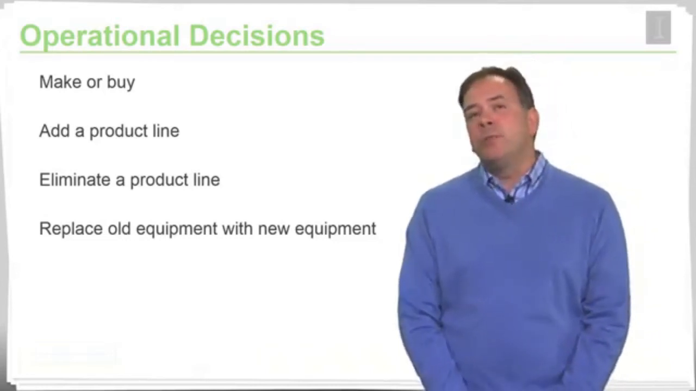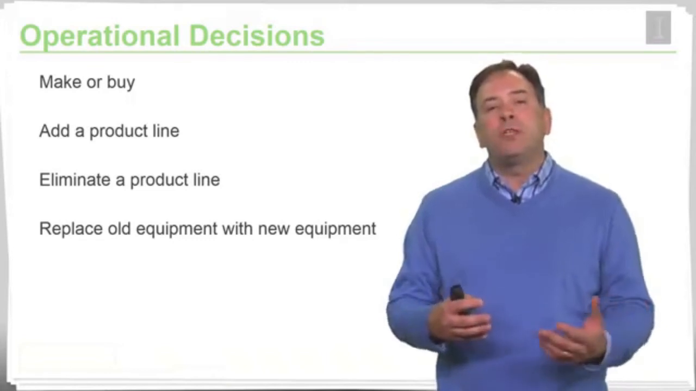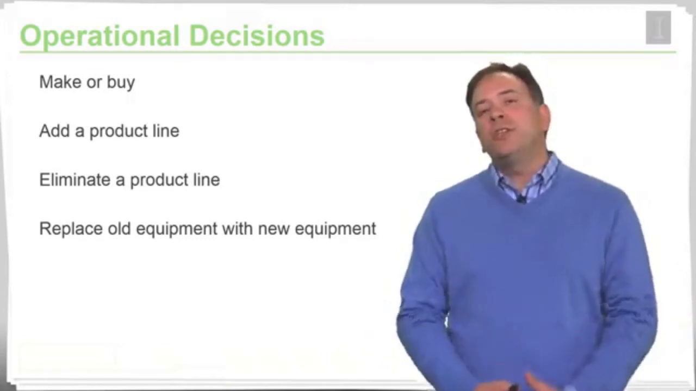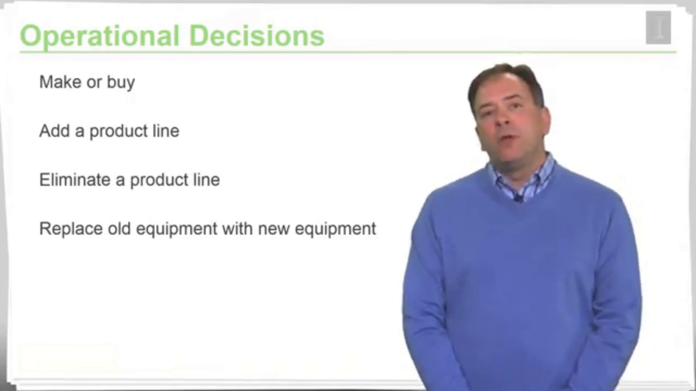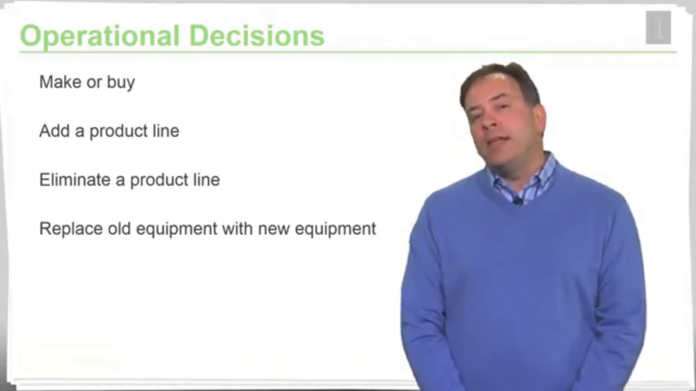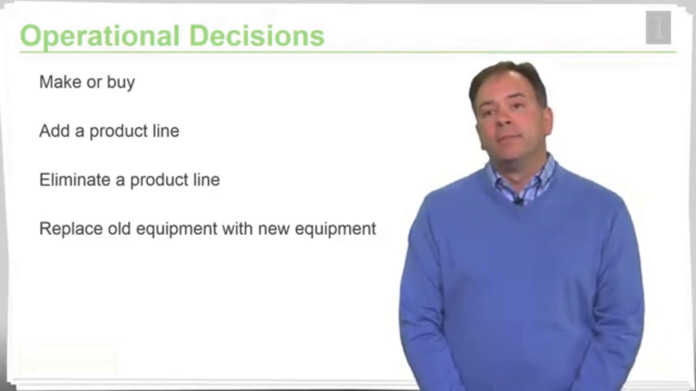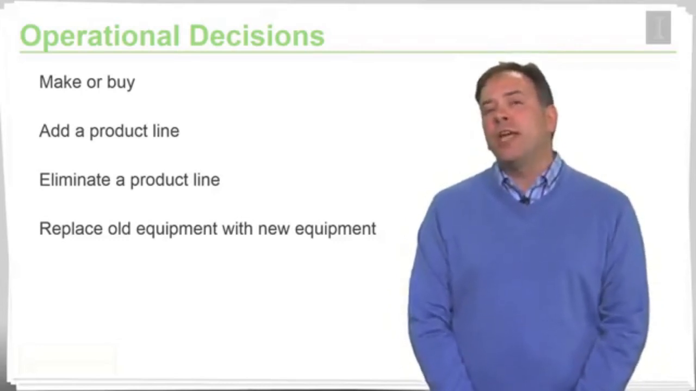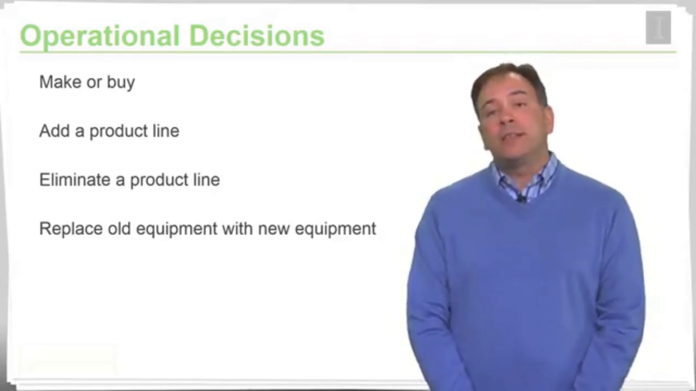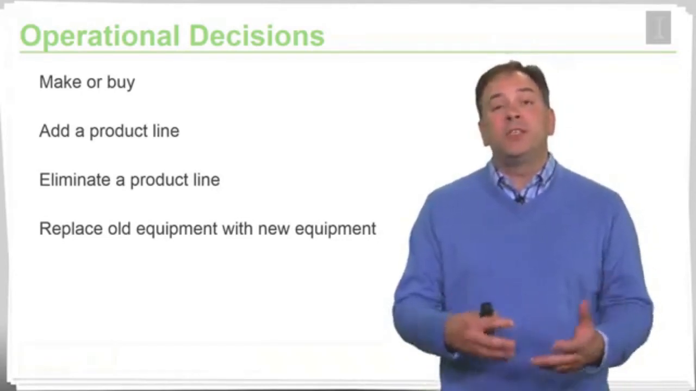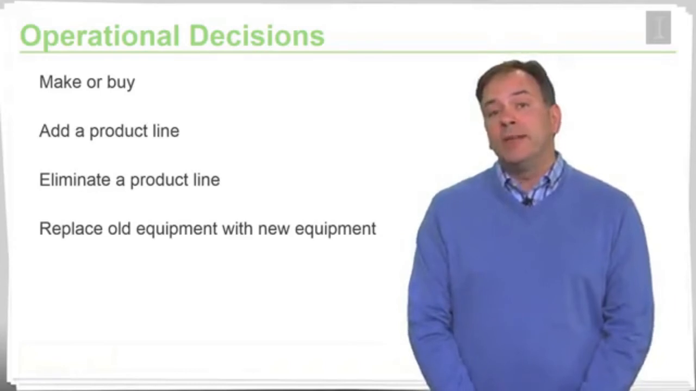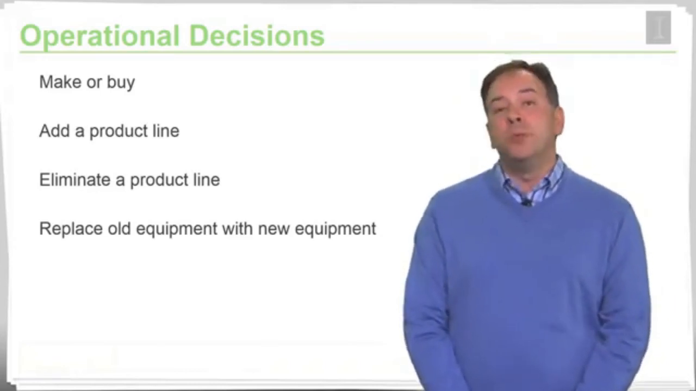Another type of decision would be expansion, growth, retraction, or just general changes in the types of products that the firm offers. So in terms of growth, managers might wonder whether or not they need to add a product line. In terms of retraction or a change in direction, a firm might decide to eliminate a product line. Sometimes both of these decisions are made simultaneously, basically replacing the old with the new.